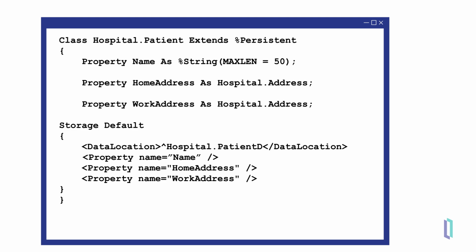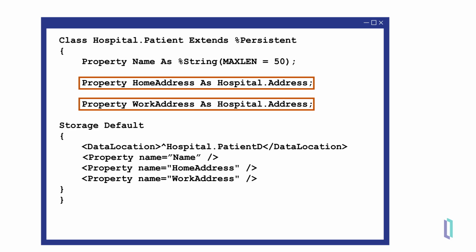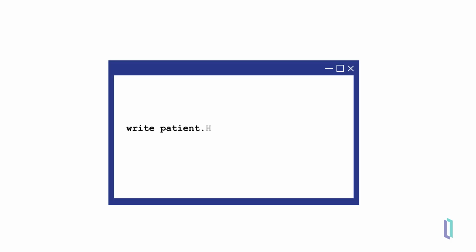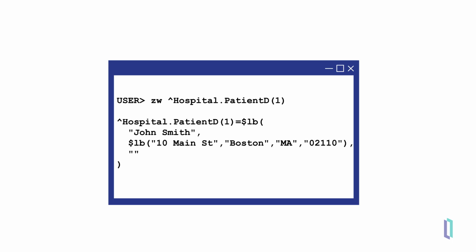In Hospital.Patient, we define two properties, HomeAddress and WorkAddress, both typed as Hospital.Address. Because Address is a serial class, its properties are embedded directly in the patient record rather than stored in a separate table. From ObjectScript, you work with serial objects just like any other reference property. You can access properties using dot notation, chaining from the parent object to the serial object and then to its properties. Now let's look at how this is stored on the disk.